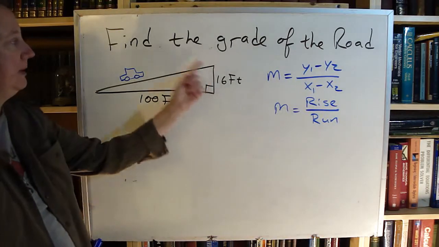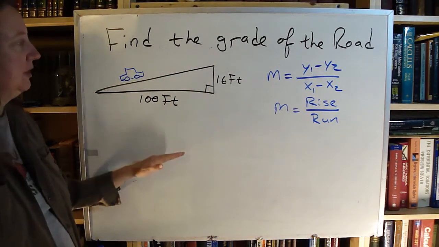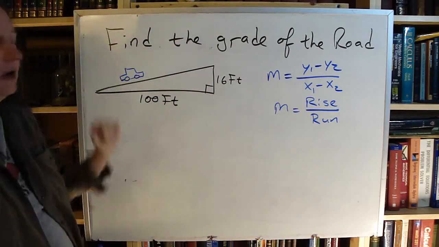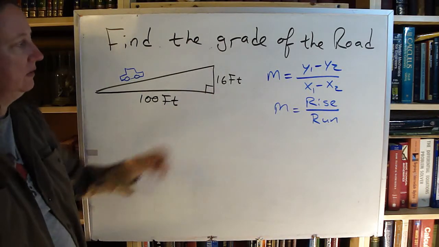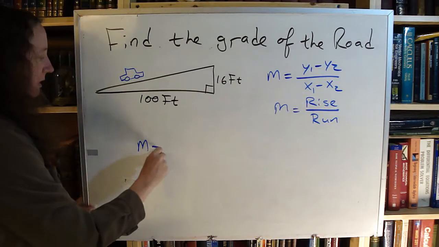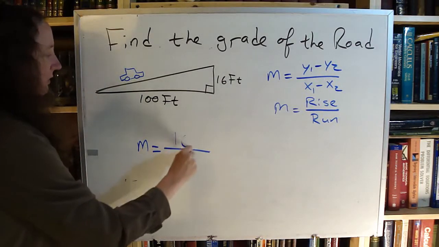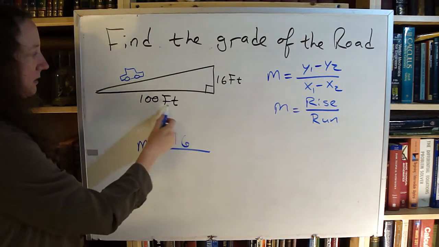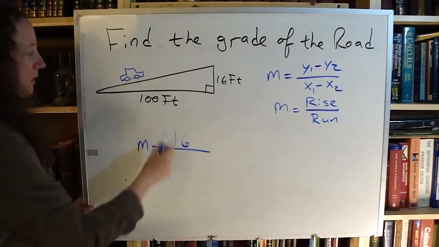So looking at our picture here, how much does the car rise into the air? 16 feet. So my slope is going to be 16 over, how far does it run? 100.